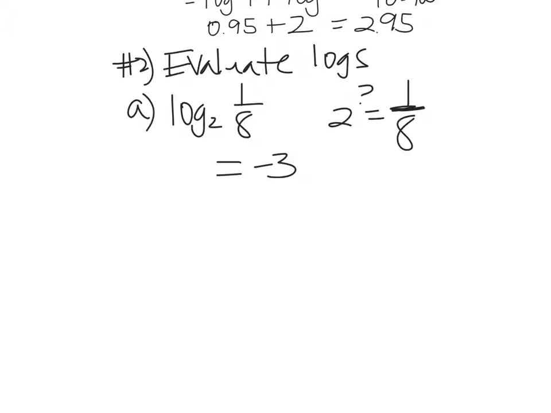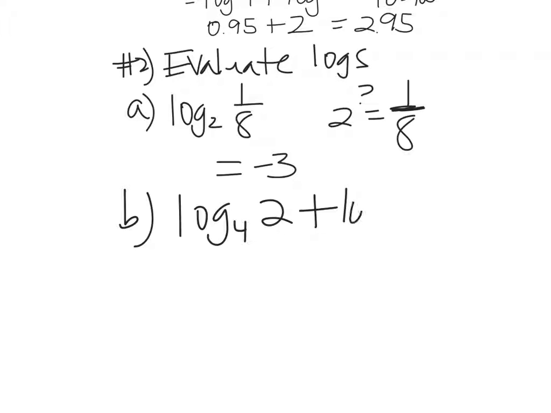All right, how about this one? The log base 4 of 2 plus log base 4 of 8. Now they have the same base, so you can actually combine them into one using your log properties. And then that's better. You can do them separately if you want to, but they're a little tougher.